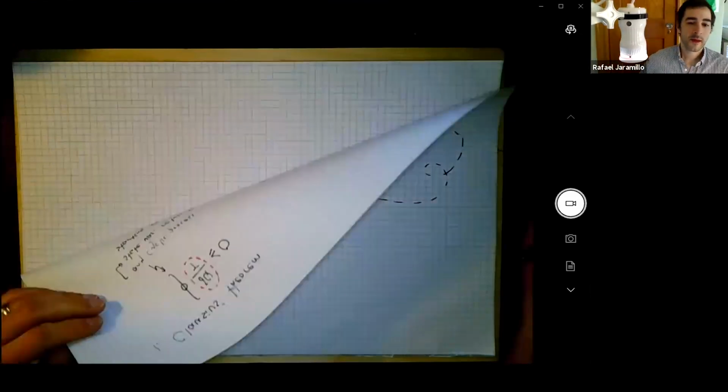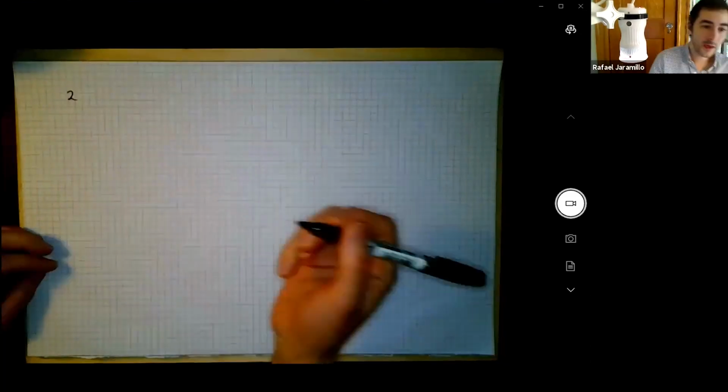All right, so that was Clausius' theorem. So we're going to use it now. 2, reversible processes and entropy.